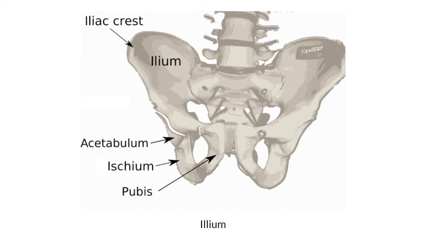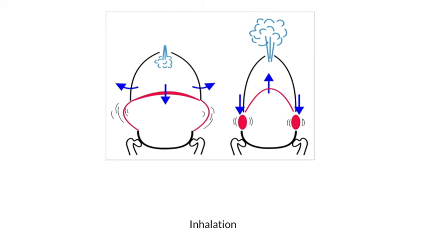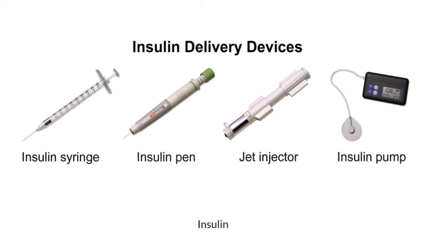Ileum is the superior and widest part of the pelvis. Inhalation process, in which we breathe in, it's an active process in which the intercostal muscles and the diaphragm contract, expanding the size of the chest, and it causes the air to flow into the lungs. Insulin, it is a hormone which is produced by the pancreas. It can also be taken as a medication, and these are different devices which are usually used to deliver insulin to a diabetic patient.